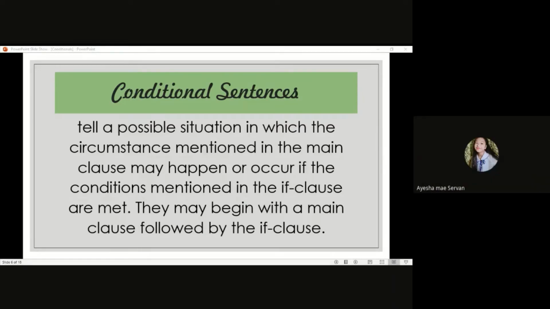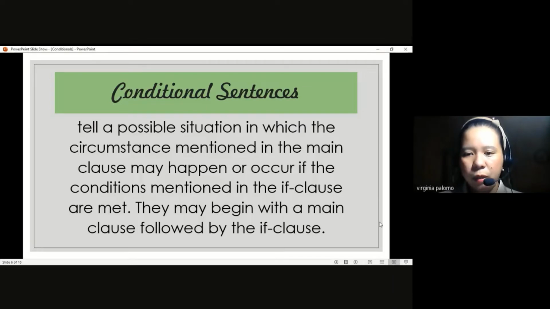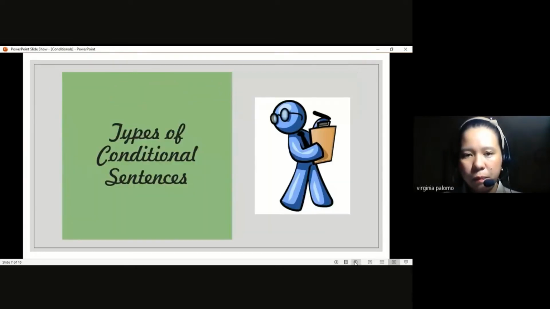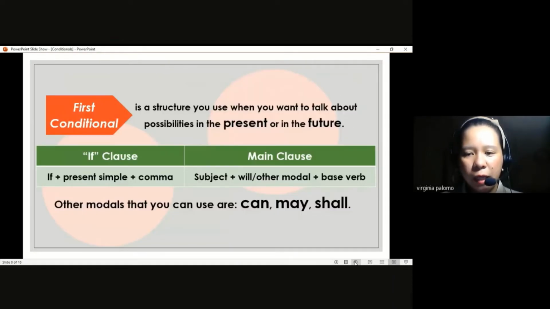Conditional sentences tell a possible situation in which the circumstance mentioned in the main clause may happen or occur if the conditions mentioned in the if clause are met. They may begin with the main clause followed by the if clause. All right. So we have here the if clause and then the main clause which gives us the result. And then here are the different types of conditional sentences.